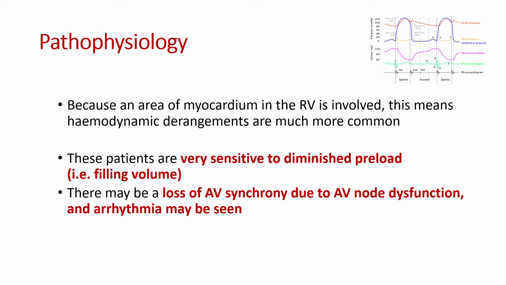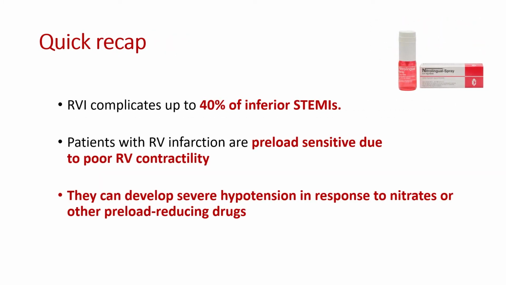So let's just quickly recap that. This complicates up to 40% of inferior STEMIs. Patients with right ventricular infarction are very preload sensitive because their RV has really poor contractility, and they may develop severe hypotension in response to nitrates or other preload reducing drugs. Now, the drugs that we carry as paramedics that are preload reducing are nitrates, specifically GTN.